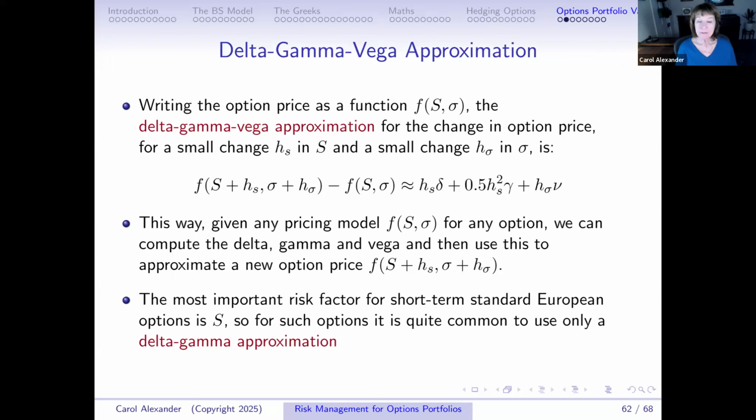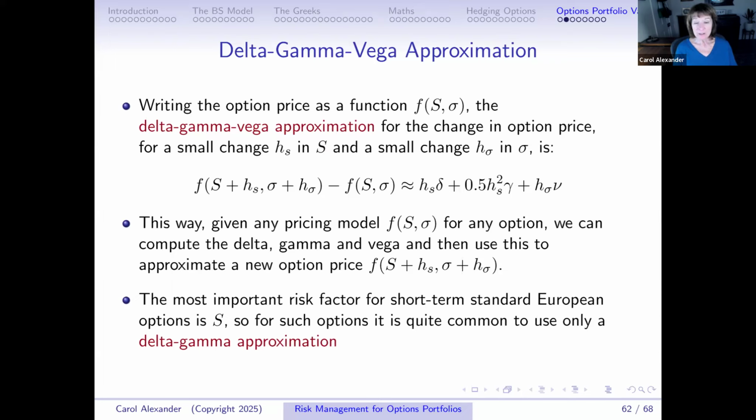So this way, given whatever pricing model we've got, we're going to be using the Black-Scholes in the example, we can compute the delta, gamma, and vega, and then use this to approximate a new option price, or a new position price, actually, overall. If we use the position delta, gamma, vega, then we can find the approximation to the entire position. But in the example, I'm just going to keep it to one option, not a whole book of options.